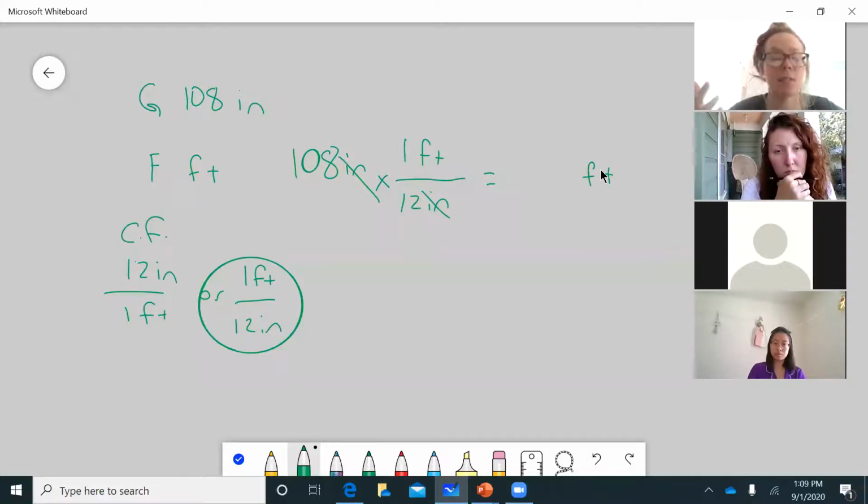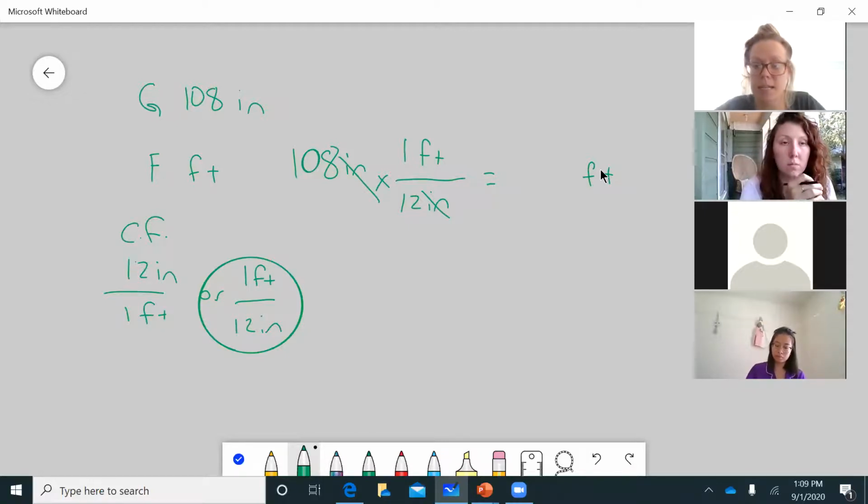You may be thinking, well, duh, I was just going to take the number and divide it by 12. Well, they're going to get more complicated with time, so I want you to get comfortable with setting it up in dimensional analysis. So we got 108 divided by 12, and I end up with 9 feet.